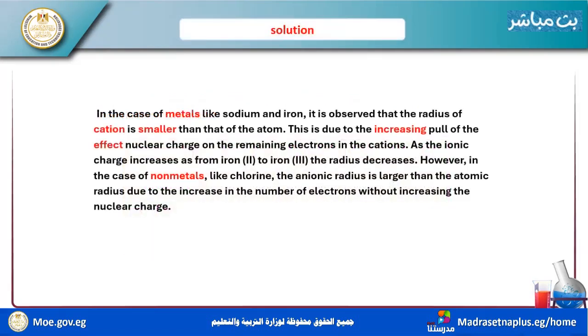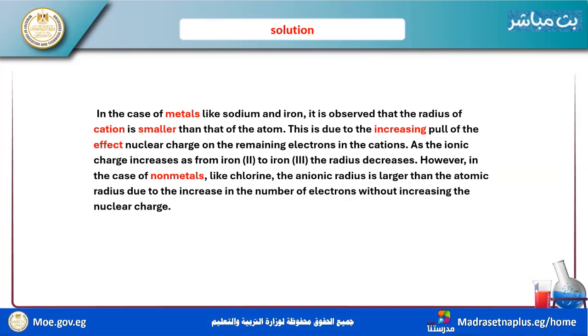Now we have these solutions. In the case of metals like sodium and iron, it is observed that the radius of the cation is smaller than the atom. This is due to the increasing effect of the nuclear charge on the remaining electrons in the cations. As the ionic charge increases, from Fe2+ to Fe3+, the radius decreases.